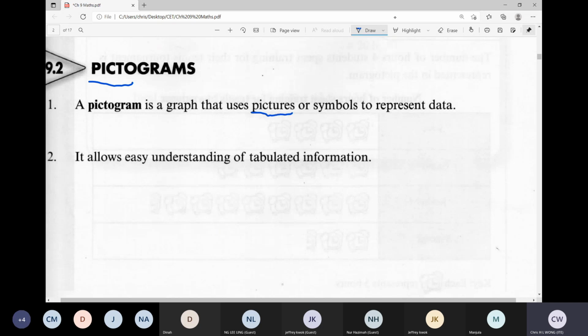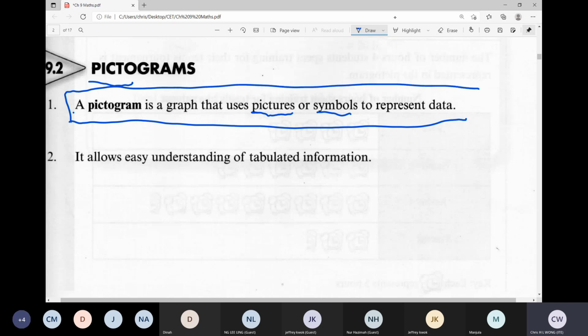Sometimes you use pictures, sometimes you use symbols. As I explained to you, please take note. I remember there was one question in the exam where they gave the data to the students and asked what kind of representation is best to represent this kind of data. So good that you take note of all these things.